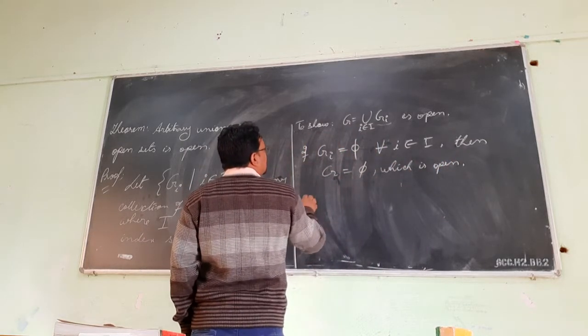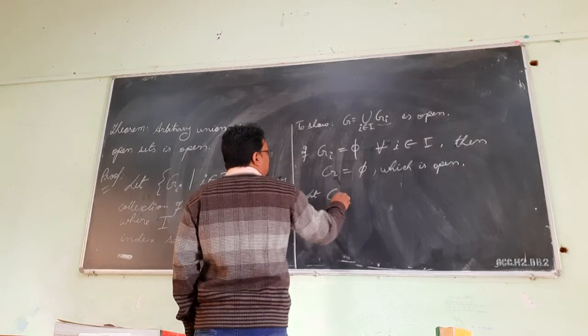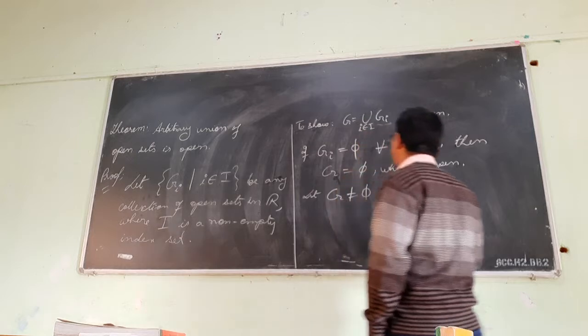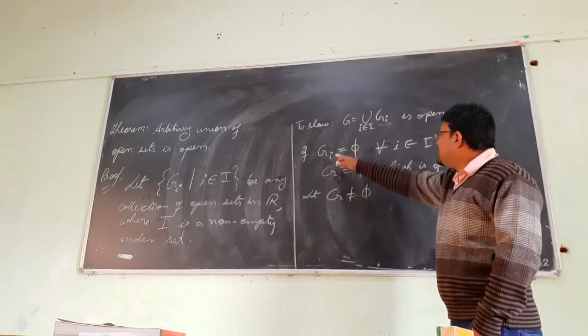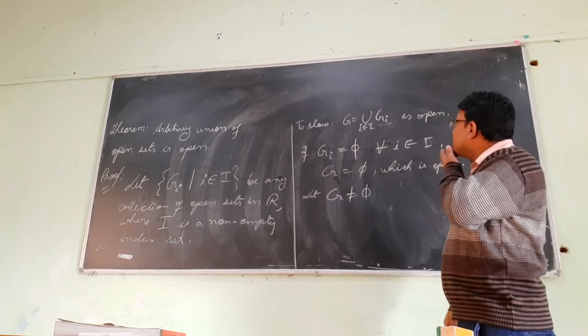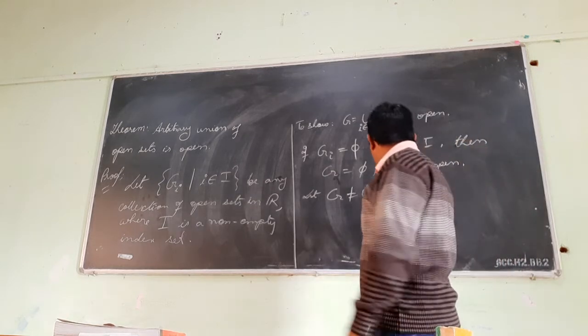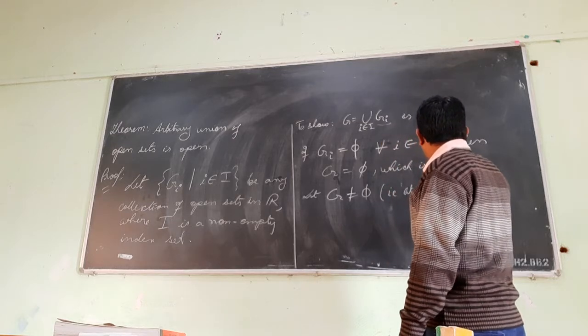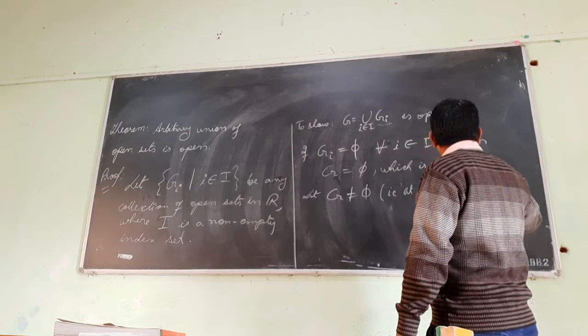So let G not equal to empty set. Okay, G is not equal to empty set. That means at least one of the G_i's is non-empty, right? G not equal to empty set, that is, at least one G_i is non-empty.